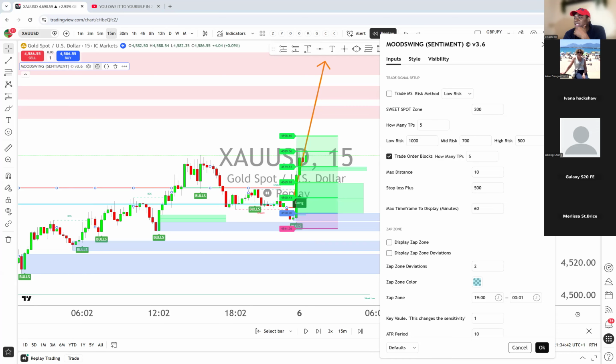Well, Ivana, it means that you haven't upgraded to MOODSWING 3.6 yet then. If you don't have the option, it means that you haven't upgraded. So make sure that you upgrade your MOODSWING tool. So what do you have? 3.5?